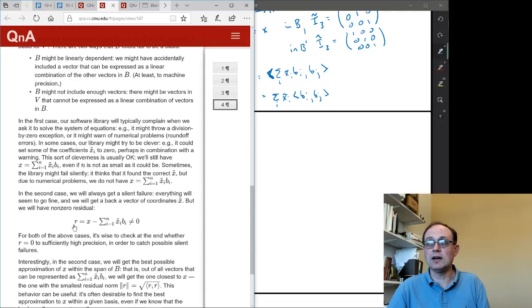In particular, this expression is a vector in our vector space V, so we'll be able to take its norm by taking its dot product with itself and check whether that norm is 0. And if that norm is non-zero, then we know that we failed to get a 0 residual.